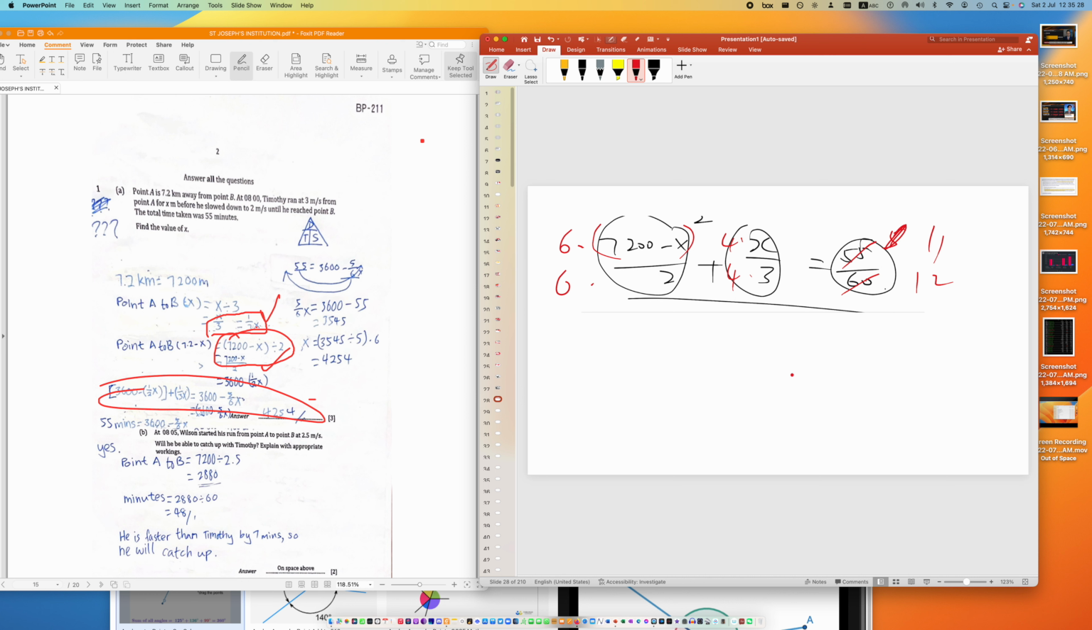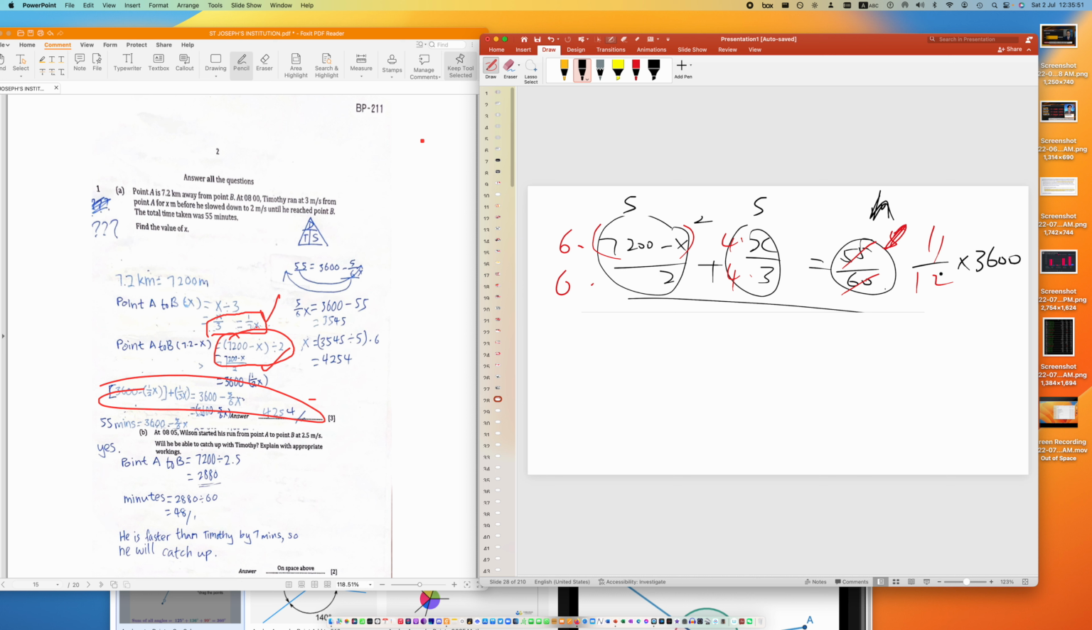Oh, sorry, wrong. Do you know why we are wrong? This one is in seconds, this one is in seconds, and this one is in hours. Why hours? Because it's 55 over 60. Right? So we need to multiply. So this is in hours. You need to multiply by 3600.